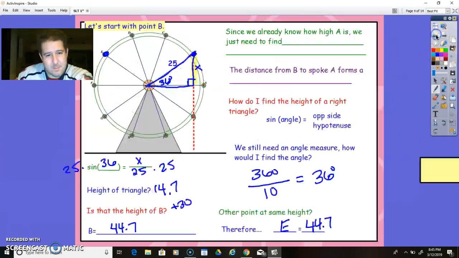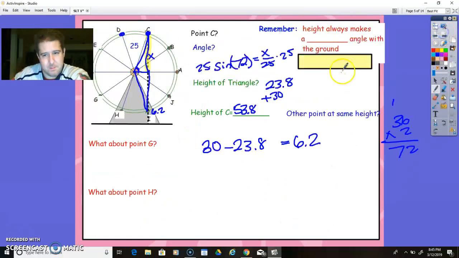Now I could do the exact same thing for J, because remember this triangle right here is the same size as this triangle right here. So this height has to be the exact same as this height. So if this height was 14.7, so is this one. The center height was 30, so I do 30 minus 14.7.